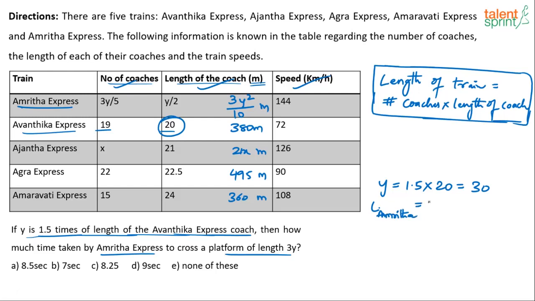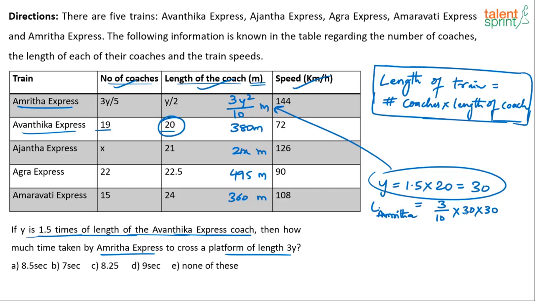What will be the length of Amrita Express? 3y by 5 into y by 2, which we have already done, 3y square by 10, right? So we can say it will be 3 by 10 into y squared, which is 30 into 30. You getting it? Taking y as 30, we can find the length of Amrita Express, 3 into y square by 10. So 3 into 30 square by 10.